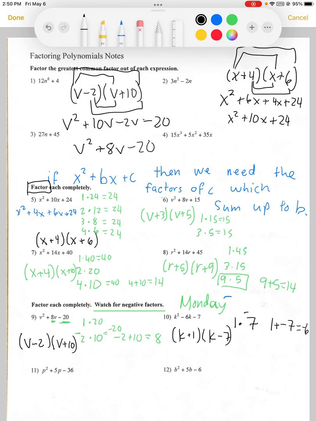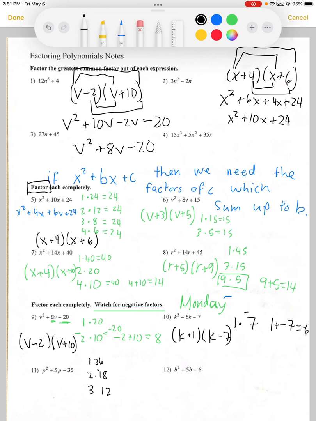Ooh, 36 is our next one. So we have 1 and 36. I think even if you put a negative sign on one of those, it would not add to equal positive 5 ever. Same thing with 2 and 18. 2 times 18 would equal 36. You stick a negative 2 there, that would be 16. You make the 18 negative, that would be negative 16. That's not going to work.